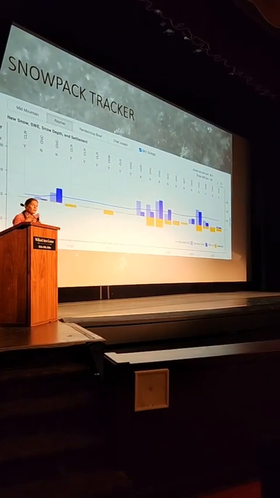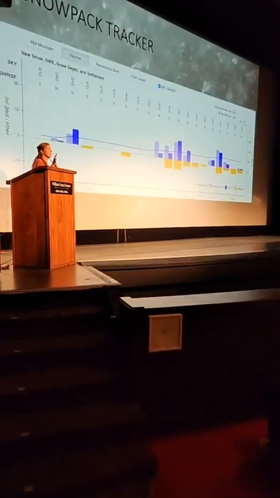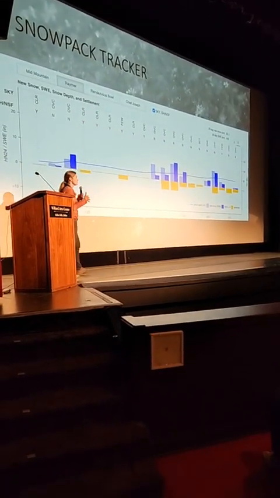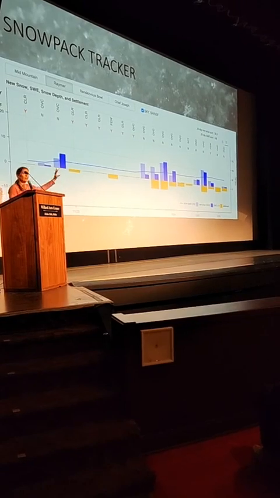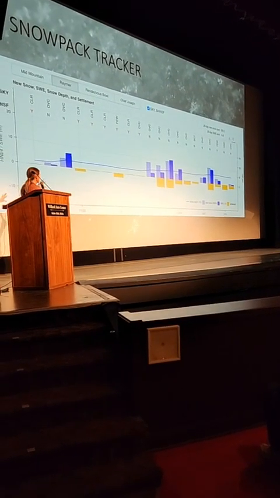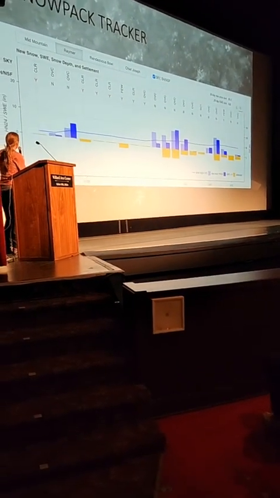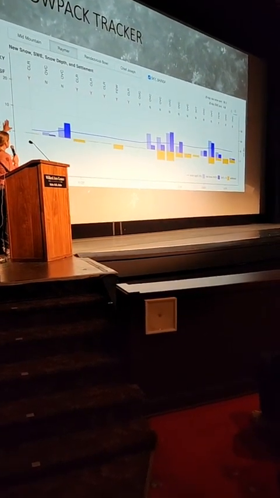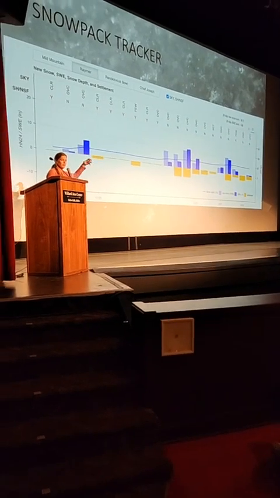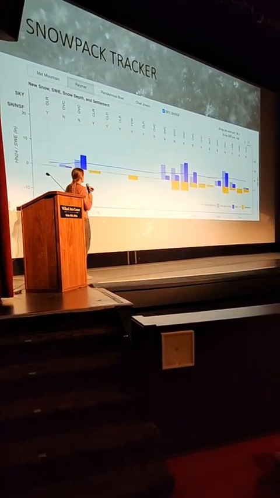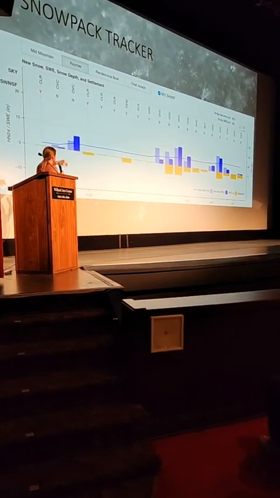This is a graph from the Bridger Teton site. A lot of forecast centers have similar sites, or similar graphs. You don't have to know everything about this, but basically this is the snowfall graph. It's new snow. This SWE is snow water equivalent. How much water is in that snow? The snow depth and the settlement.